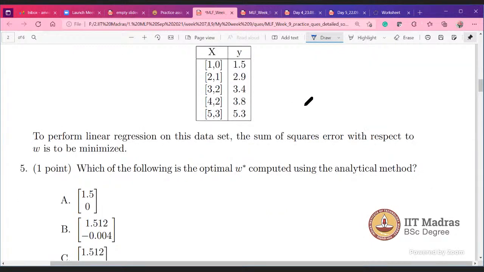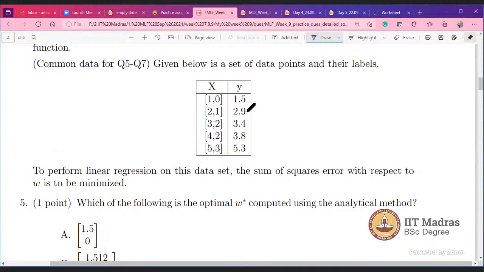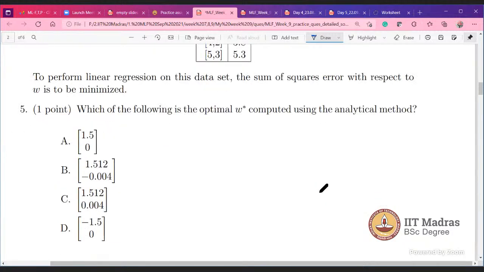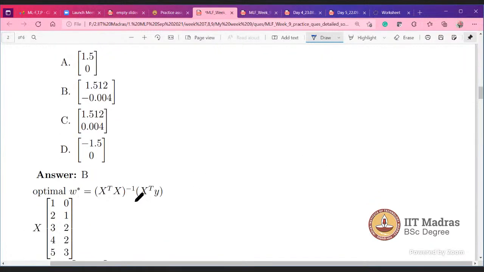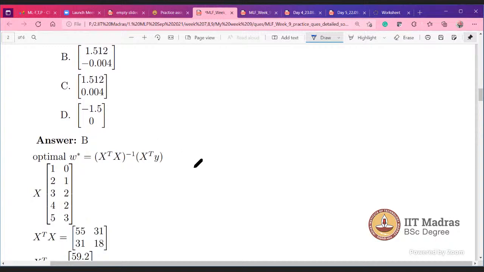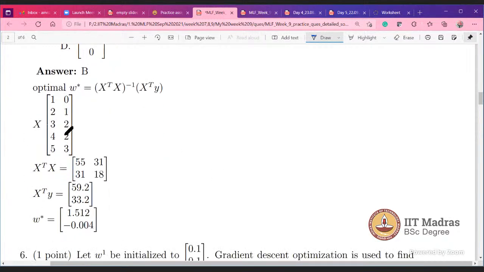So you're given two data points and their corresponding labels. You use linear regression and find this optimal W star using the analytical method. This is the basic formula: W star is X transpose X inverse into X transpose Y. In the discourse also we had a question, but this is the correct answer, you can verify.